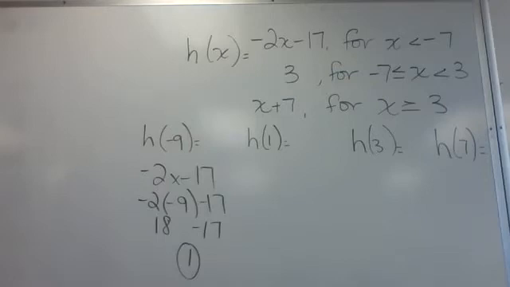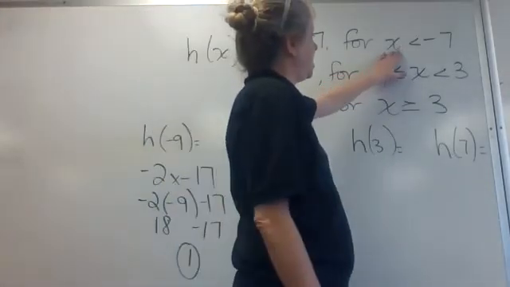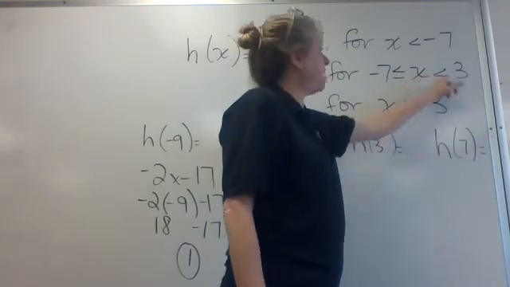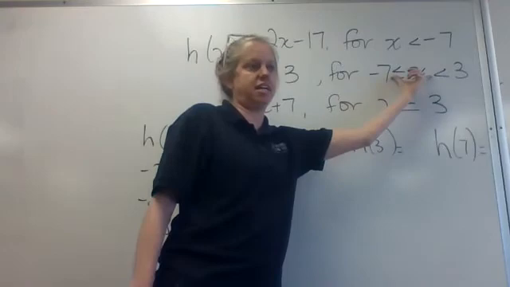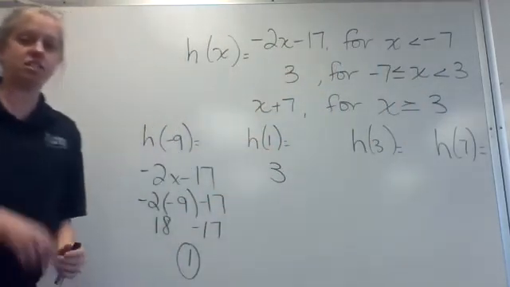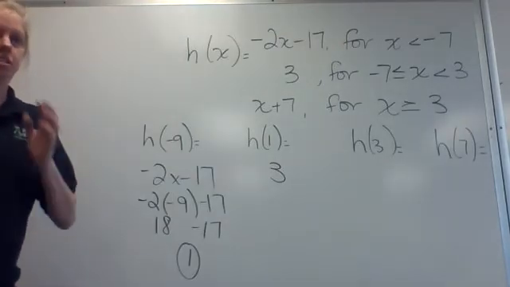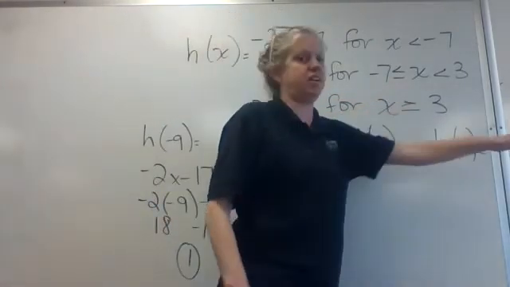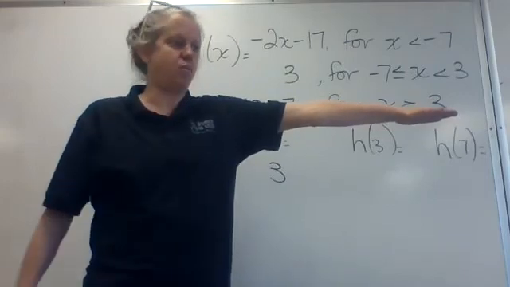So h of 1, which piece does 1 go in? It's not less than -7. Right, it goes in between -7 and +3. What is the answer for every number that's in this piece? 3. It is just 3. There's no x to plug in. What would that look like if I actually drew out this piecewise function? What do you think's happening between -7 and 3? It's constant. They're all 3. They all have a y value of 3.